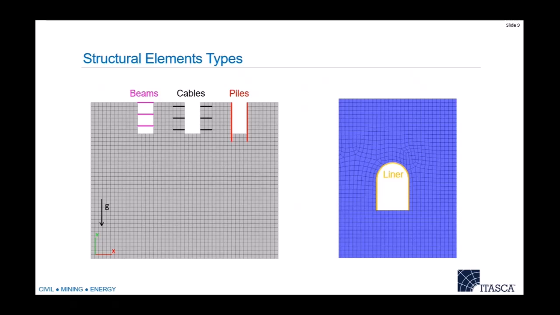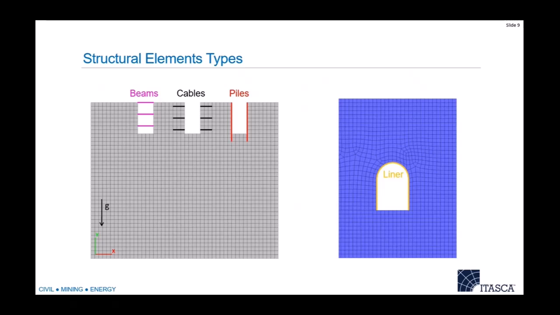I built this as a recurring test. Every time we build the code, this particular model is run, and if the results are different, then something's wrong. But it's a nice example. It shows we have beams in this drawing. This is typically what I've always seen beams used as. Cables are acting as a reinforcement within the soil.